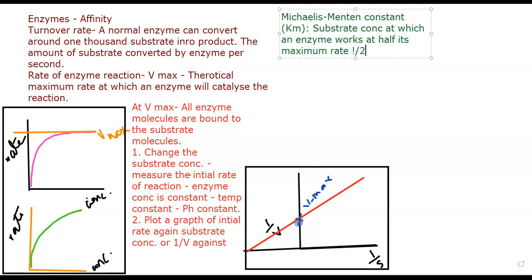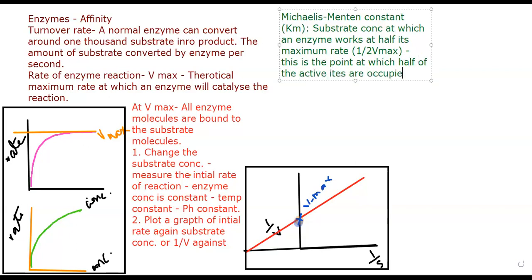So I want to calculate half of Vmax. Whatever the Vmax is, I want to calculate half of it. That's basically what I want to know. And if I calculate half Vmax, that will tell me what the Michaelis-Menten constant is for this particular enzyme. This is the point at which half of the active sites are occupied. So at that particular point, that is the Michaelis-Menten constant.